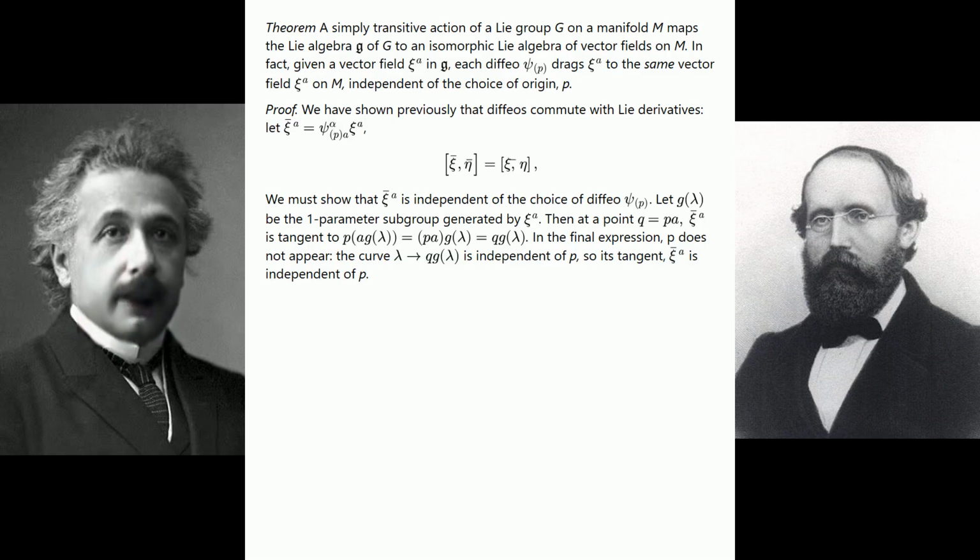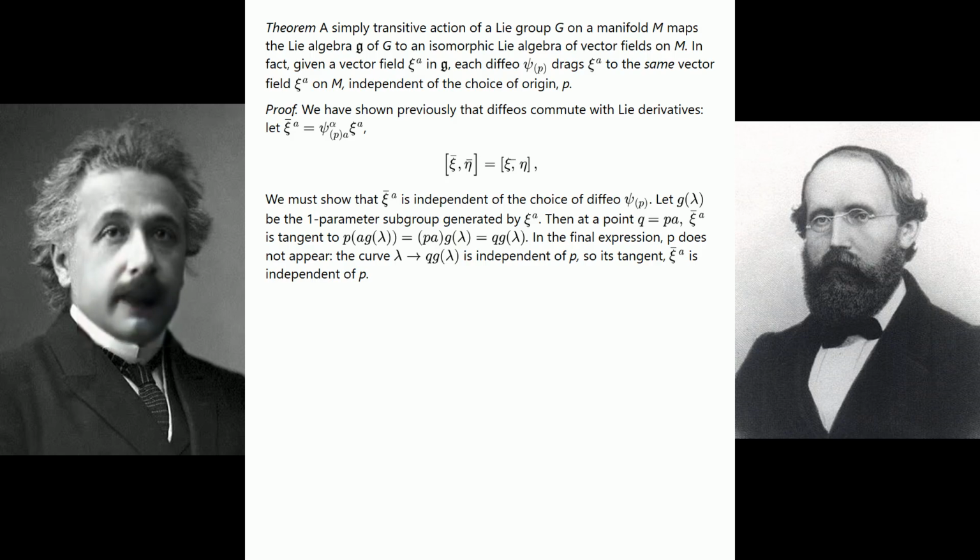In fact, given a vector field xi to the A power in the Lie algebra of G, each diffeo psi sub P drags xi to the A power to the same vector field xi to the A power on M, independent of the choice of origin P. Proof: we have shown previously that diffeos commute with Lie derivatives. Let xi bar to the A power equal psi sub P times A to the alpha power xi to the A power. See the equation.